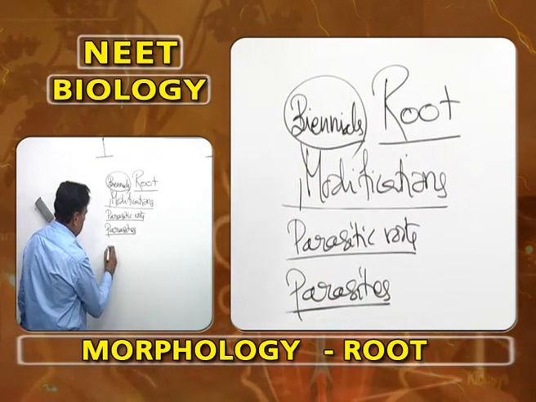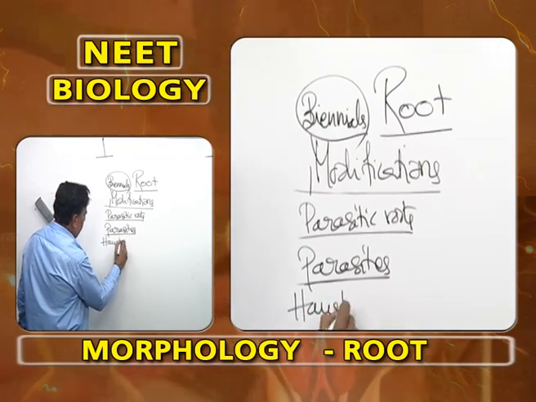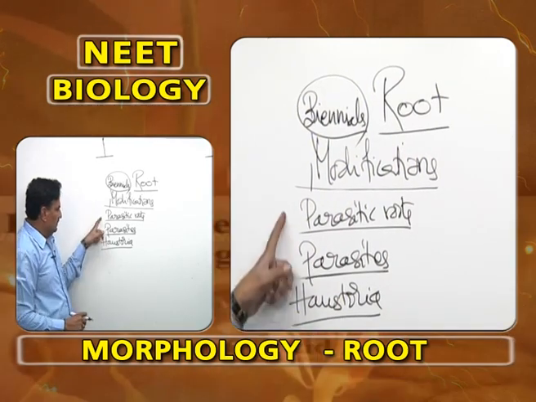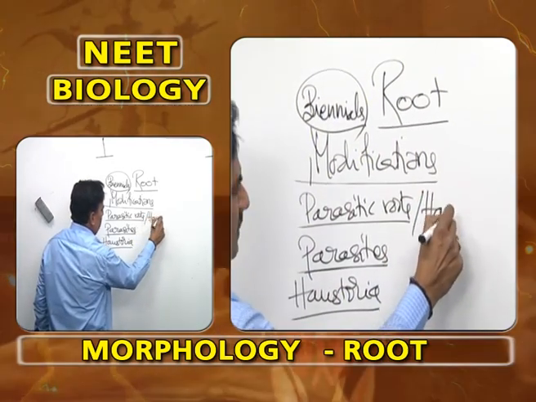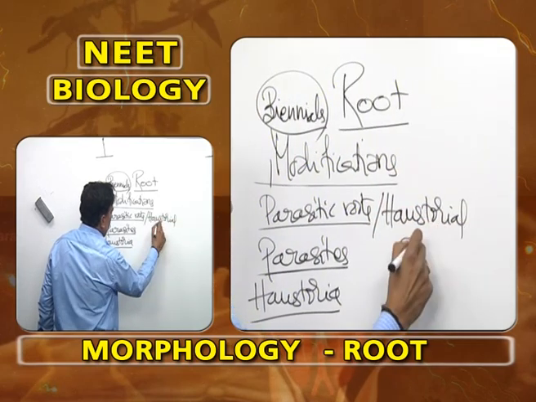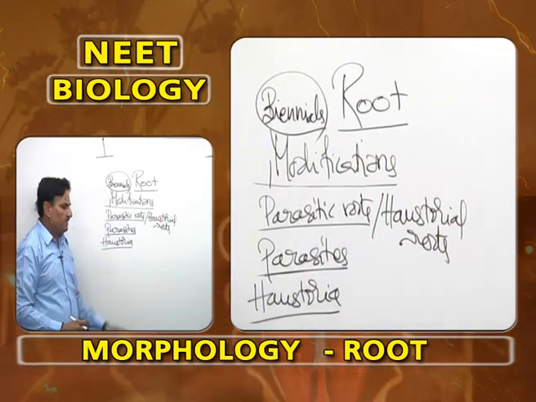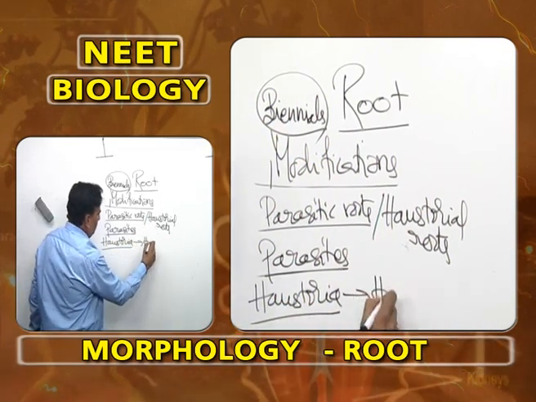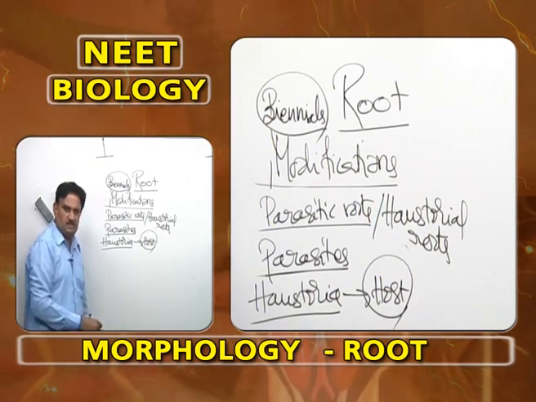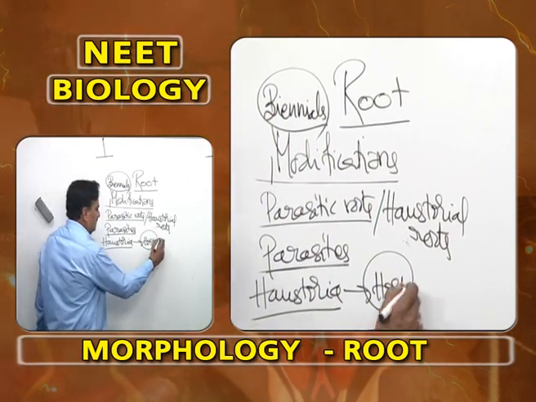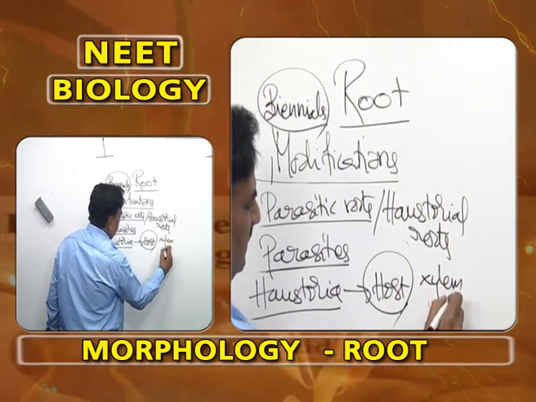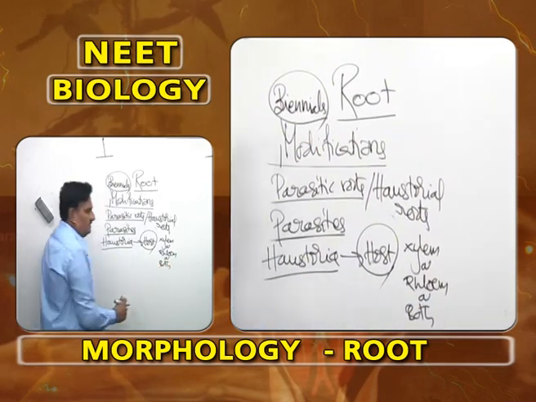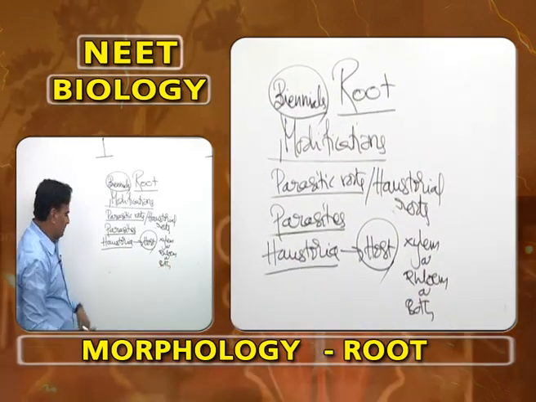These parasitic roots' speciality is that they develop a special structure called haustoria. That's why parasitic roots are also called haustorial roots. Haustoria penetrate into the host. The plant on which the parasite is depending is called the host. Haustoria penetrate into the host and get connected to xylem or phloem or both, and start collecting the necessary substances from the host.